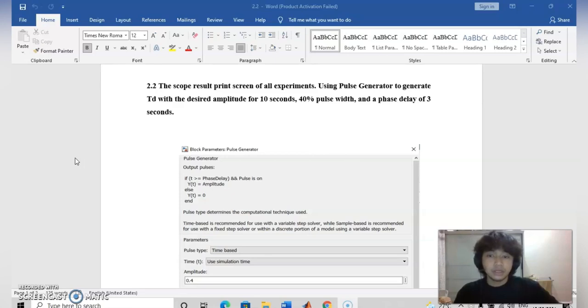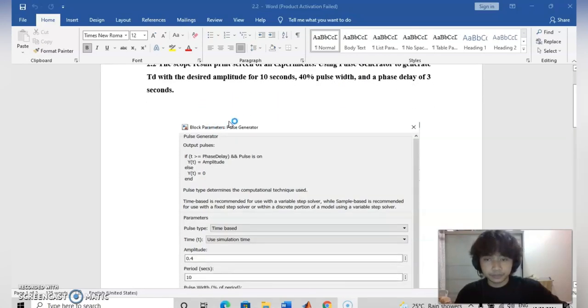Today I would like to explain about this lab 2 for control system. My part is 2.2. Firstly, the scope result print screen of our experiment using a pulse generator to generate TD with the desired amplitude, for 10 seconds, 40% pulse width, and a phase delay of 3 seconds.